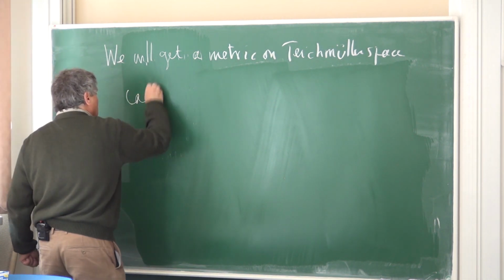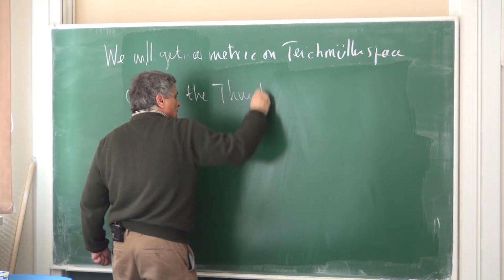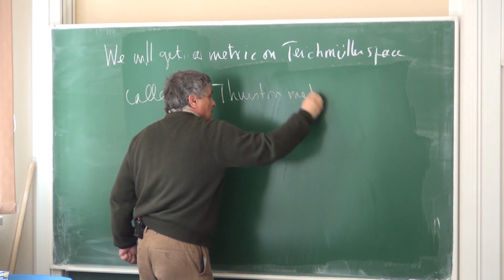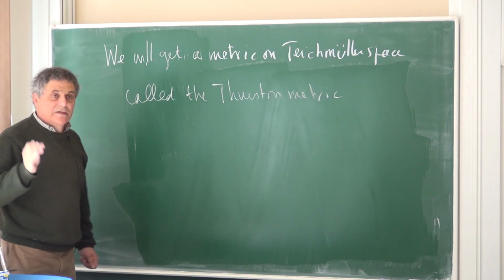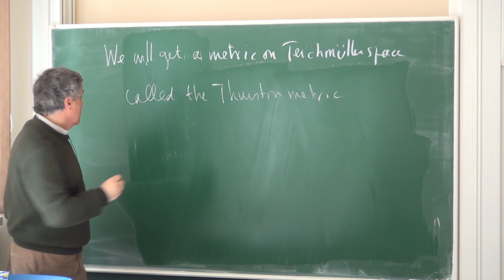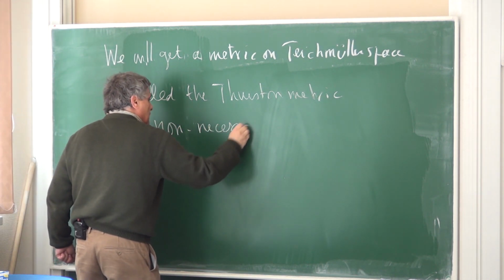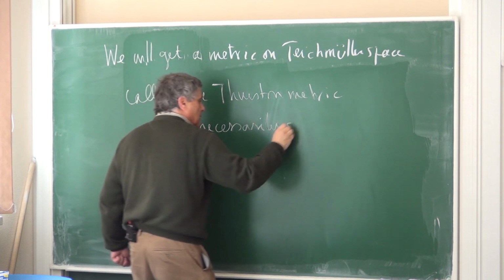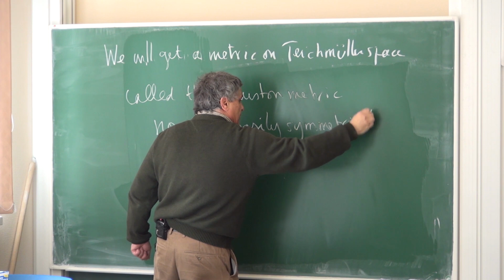This is called the Thurston metric, and this metric will satisfy all the axioms of metric spaces except the symmetry axiom. It is not necessarily symmetric.